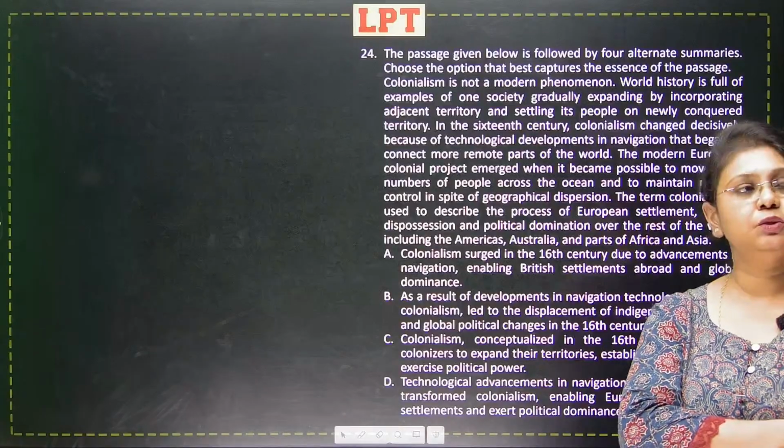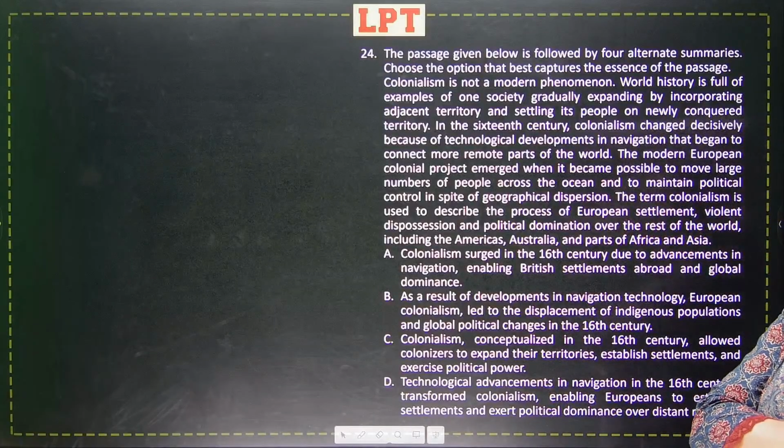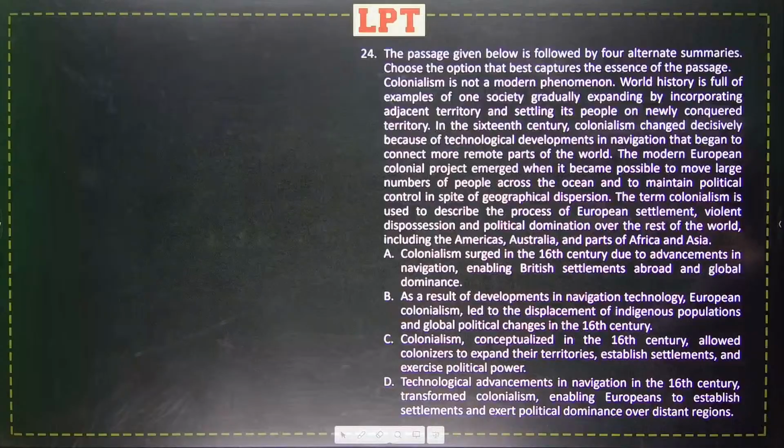I hope guys you are in the process of reading this and trying to solve this question. 2 minutes before we start discussing.